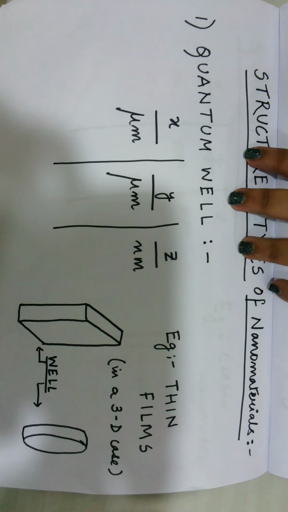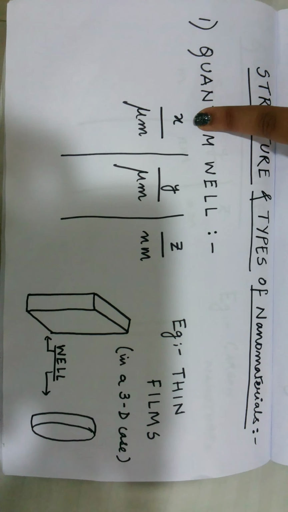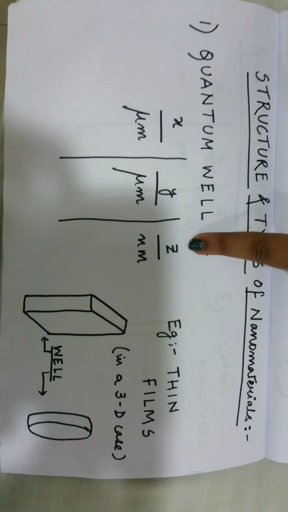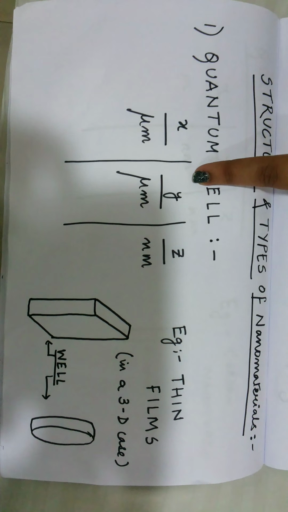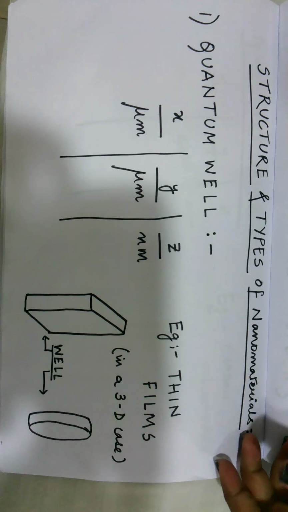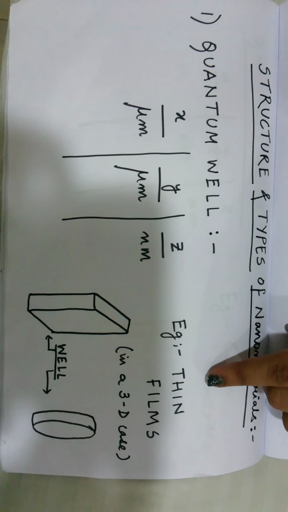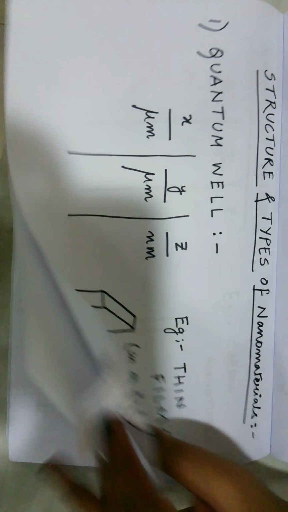The conduction electrons in this kind of a structure are confined in a narrow dimension. In this case, the Z plane, which is in the nanometer scale. In the X and Y planes, which are on a micrometer scale, these electrons are free to move. The most important example in the 3D case of nanotechnology are thin films. We move on to quantum dots.